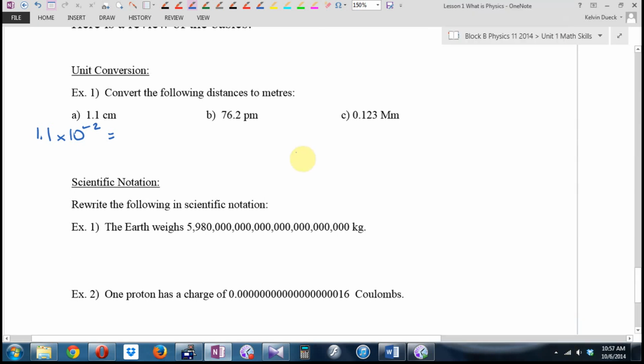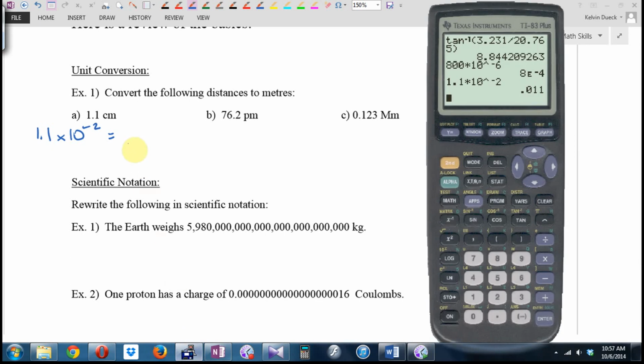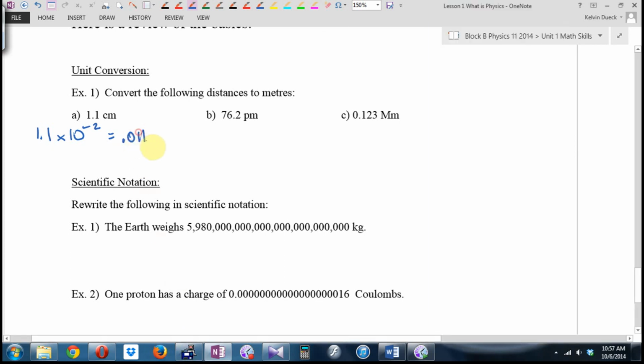All right, 76.2. Oh, what was the answer? How about write the answer down, Mr. Dueck? 0.011. Now, sometimes you're going to get answers in scientific notation. We'll talk about that in a couple of seconds.